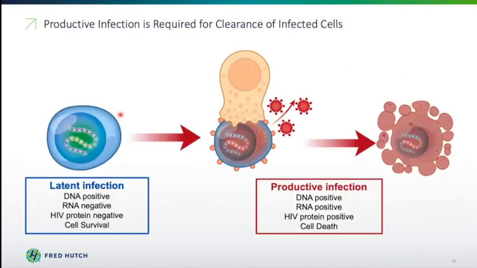But importantly, we do need productive infection for the clearance of infected cells. We actually need the cell to be making the recipes of that virus in order for us to realize that there's something wrong with it. If a cell remains latent, the immune system doesn't recognize that there's anything wrong with it. The same way that we can't look at a closed book and realize that there's an issue or a typo or an error in that book. We actually have to open it up and start doing things with it in order for us to realize that. And so ultimately, we do need that HIV expression to result in the clearance of infected cells.